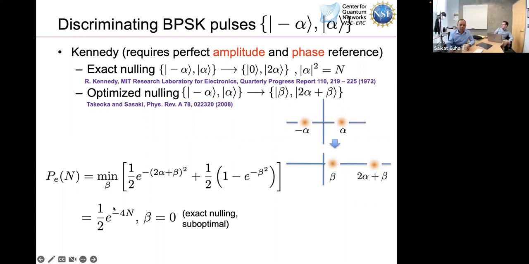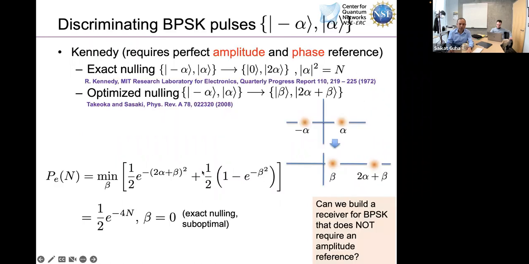And if I do that, I get a probability of error. And if I choose beta to be 0, that is the receiver design that Kennedy actually proposed in 1972. And then Masahiro Takeoka and Masahide Sasaki in 2008 found that beta equal to 0 is not optimum. You can get a little bit better probability of error by optimally choosing beta. And I'll show you the plot for this error probability later on.